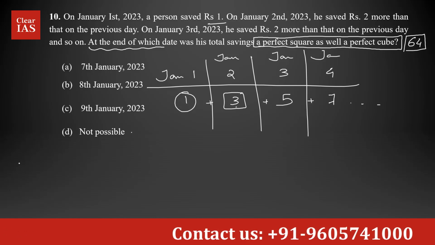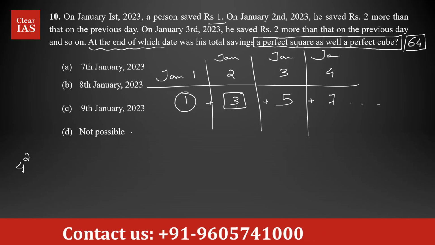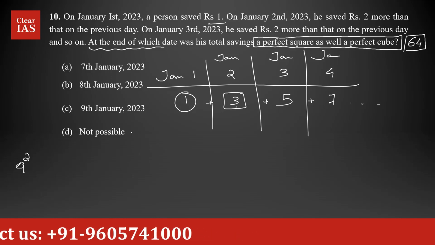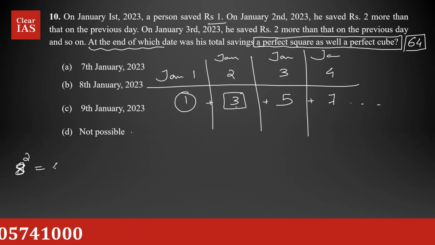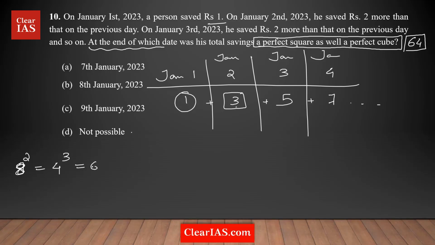64 is 8 square, as well as 4 cube. So 64 is a perfect square as well as a perfect cube. So I need to find until which date the sum is going to be 64. That's what we're going to do.